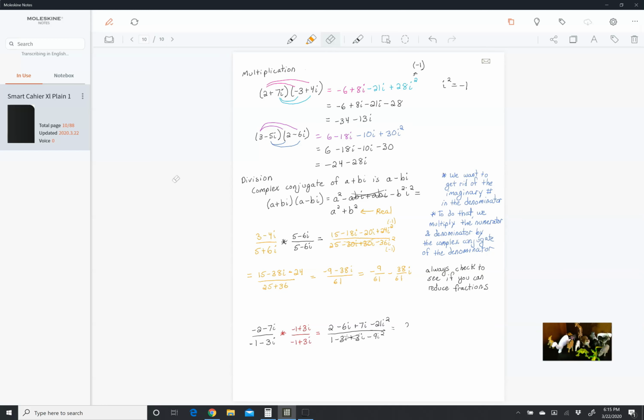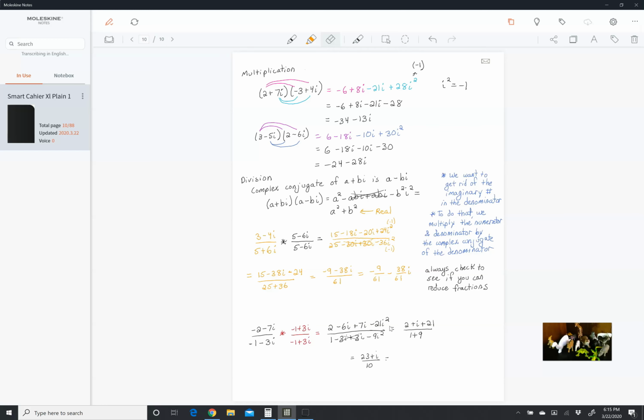So this goes away. Then we have 2 plus i, that's negative 6i plus 7i. And then this becomes a plus 21. That's because i squared is negative 1, over 1 plus 9. This gives us 23 plus i over 10.